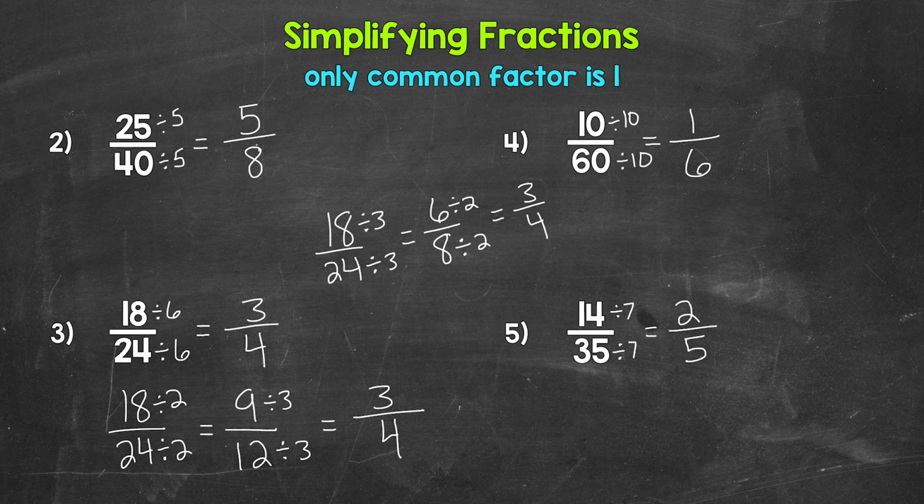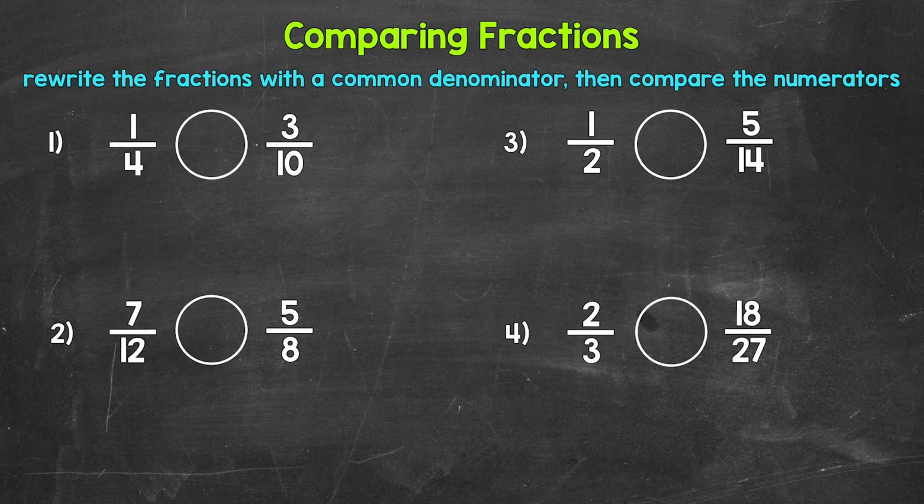So there's how to simplify fractions. Let's move on to comparing and ordering fractions. Here's our section on comparing and ordering fractions. We will start with comparing and then move on to ordering. Let's jump into number 1, where we have 1/4 and 3/10. So reading this from left to right, 1/4 is greater than, less than, or equal to 3/10.